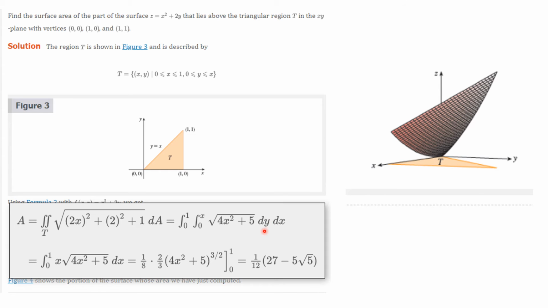And I'm going to integrate with respect to y first. That means x is a constant, so I just get x times that constant, because the bottom limit was 0. And then I'm integrating this with respect to x now from 0 to 1. And I'll do a u substitution here, plug in the numbers, and I will get 1/12 times the quantity 27 minus 5 root 5. That's the exact answer. That's the answer that I'm going to want you to give. Don't give me an approximation to that. And so that's the way you'll do the calculation without even calculators.